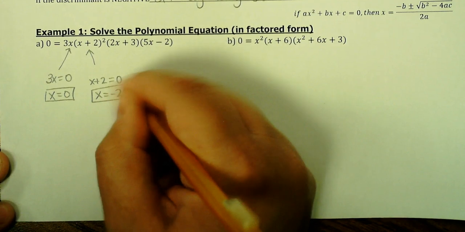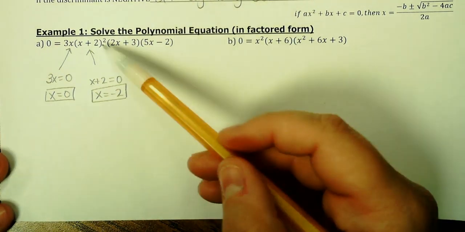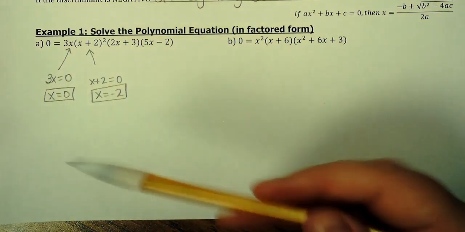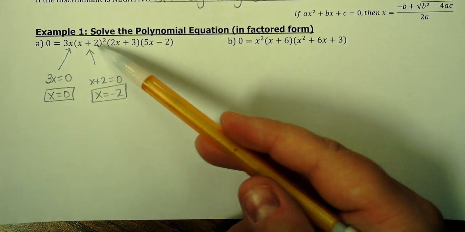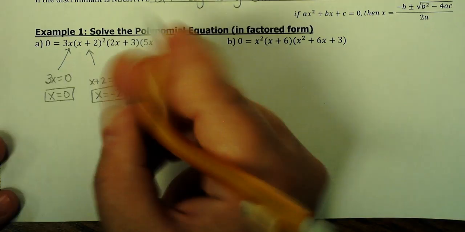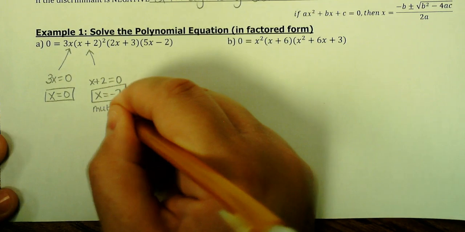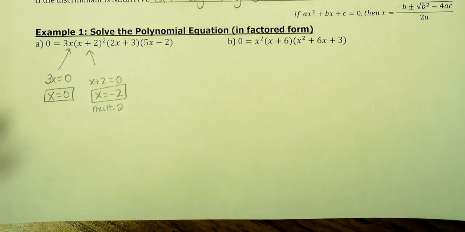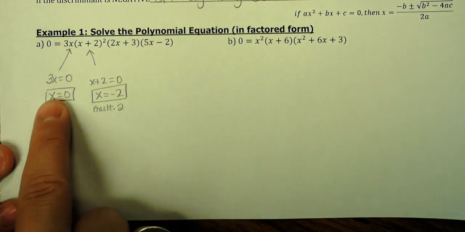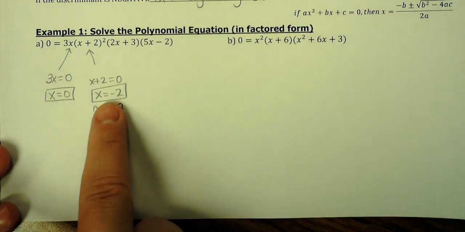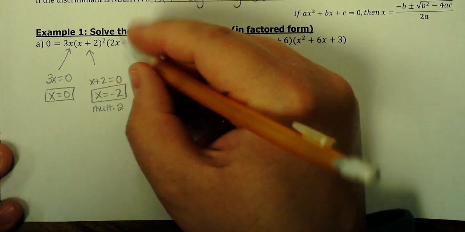Now, if you guys remember, when we talked about exponents here, we don't want to multiply this out because we would like it in that format. But this means I have a multiplicity of 2, and that's going to matter in terms of how many zeros we have. So I have one answer here. This counts as 2 answers because it has a multiplicity.